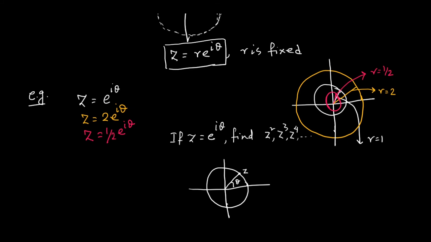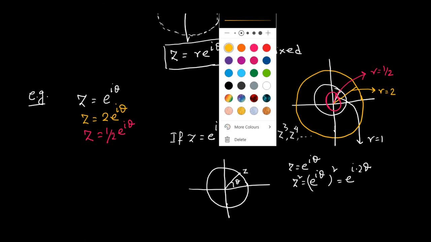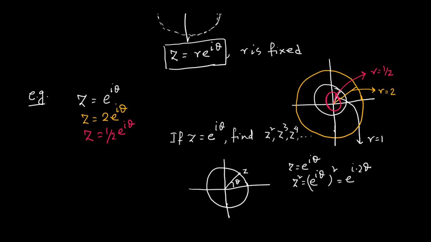Now let us see what will be z square. z equals e to the power i theta, so z square will be e to the power i theta whole square, that is equal to e to the power i into 2 theta. That means z square will be on a circle whose radius is still 1, on the same circle, because here also 1 is multiplied with e to the power i into 2 theta. But the angle will change. The angle will now become 2 theta. So 2 theta may be an angle like this. This point is your z, and this point will be your z square.